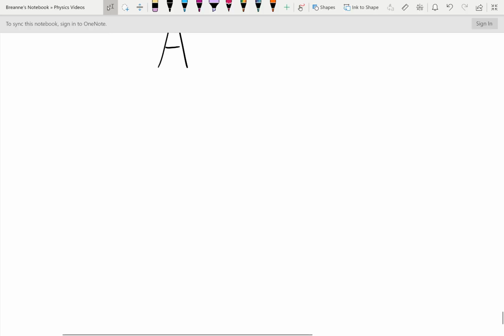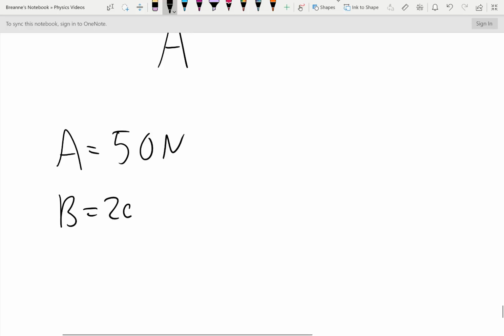Question 18. Find the missing forces for each object. So again, you're trying to see what's happening. For the first box, it says your net force is 0. That means your acceleration is 0, so everything is balanced. For everything to be balanced, your A would have to be 50 because X's only interact with X's. And B would have to be 200 because, again, Y's only interact with Y's.